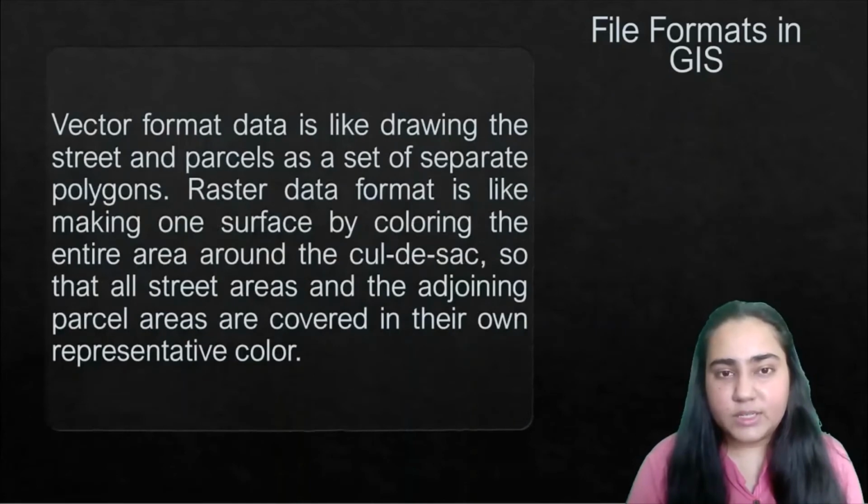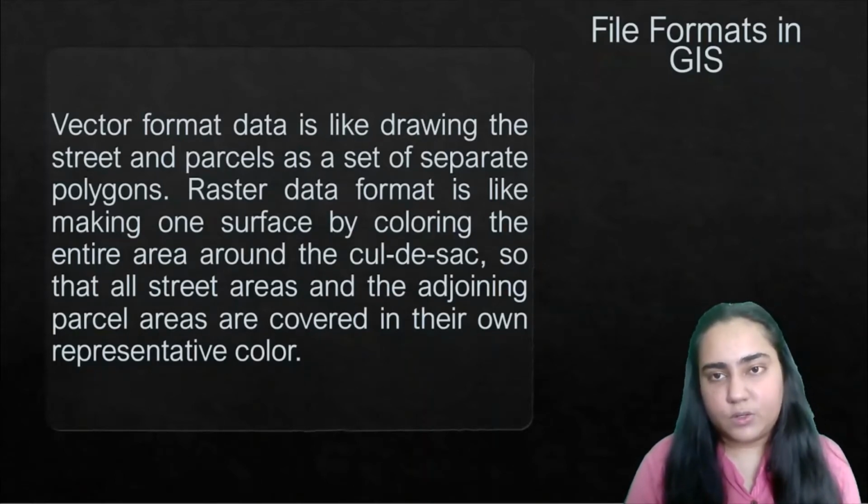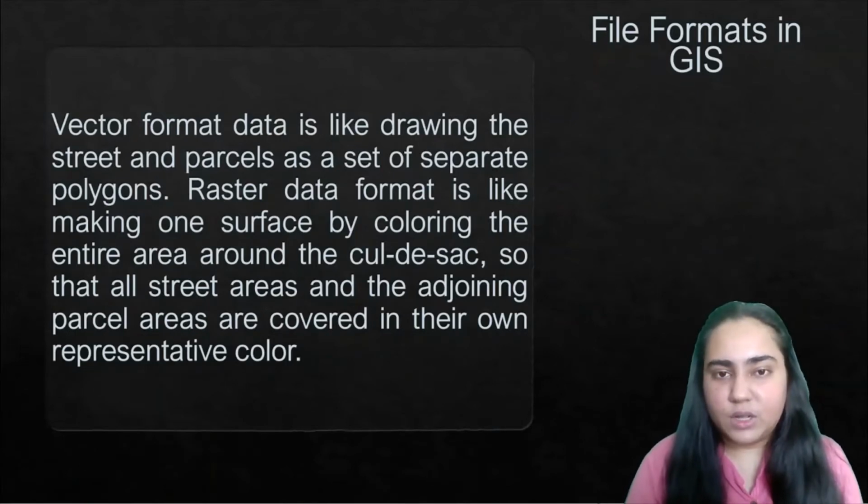Vector format data is like drawing the street and parcels as a set of separate polygons. Okay, raster format is like making one surface by coloring the entire area around that street so that all the street areas and the adjoining parcel areas are covered in their own representative colors. So the idea behind a raster format is you can color different things differently to show that this is the exact area.